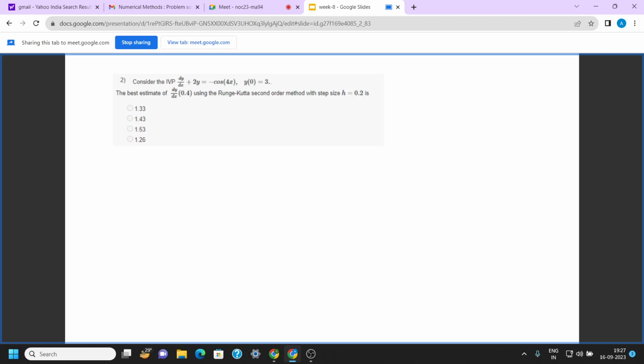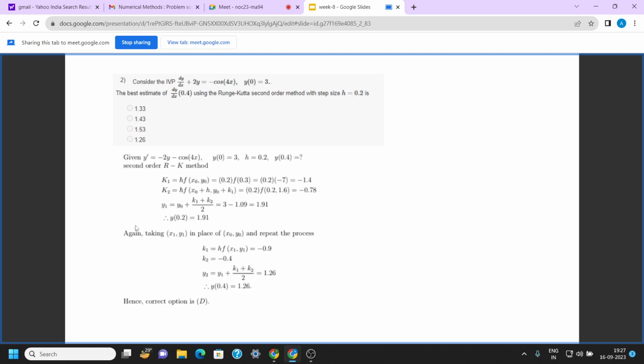Yes, ma'am. Okay. So here again you have to follow the same procedure. y dash is equal to minus 2y minus cos 4x, where y0 is 3 and h is 0.2, and y of 0.4 you have to calculate. Using the second order Runge-Kutta method, since we have started with 0 and we have to take step size 0.2 and reach 0.4, we need two iterations.